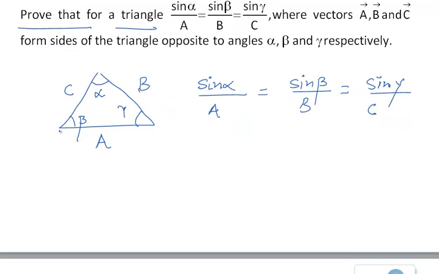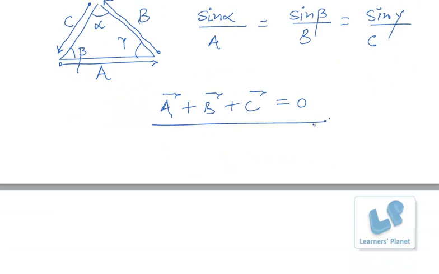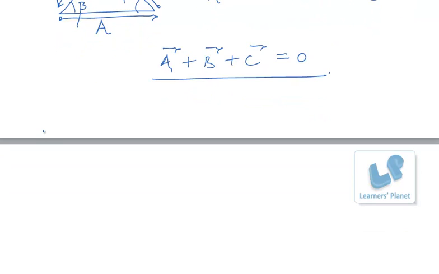Now let us say this is one vector A, this is another vector B, and this is another vector C. Okay. So since these three vectors form the sides of a triangle and they are taken in the same order, A plus B plus C will be equal to 0. This we have already discussed quite a many times. Now we'll just use this property for the triangle.